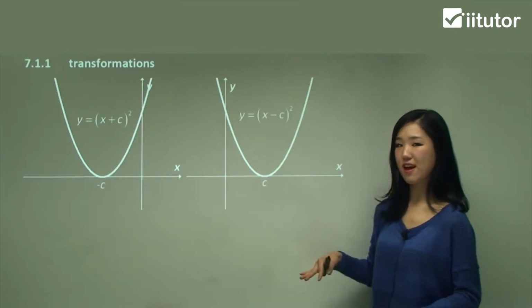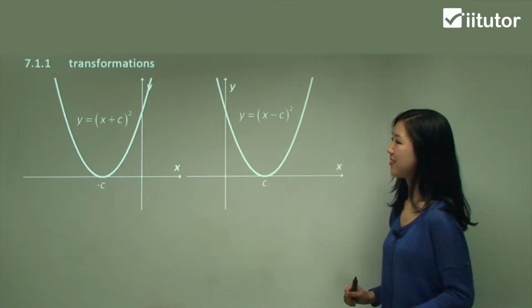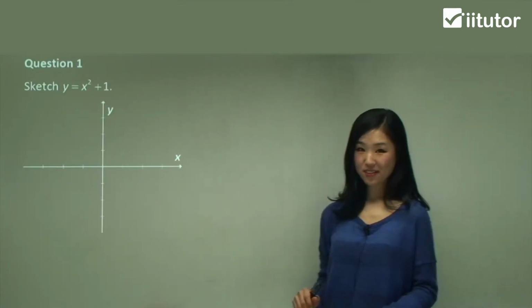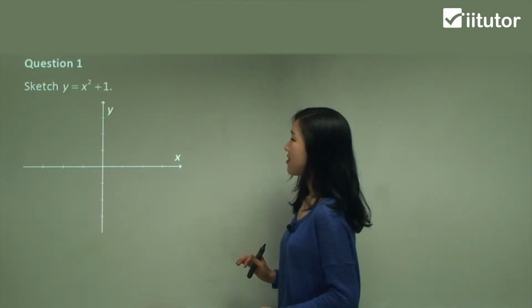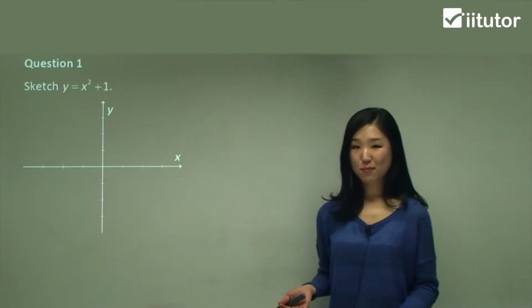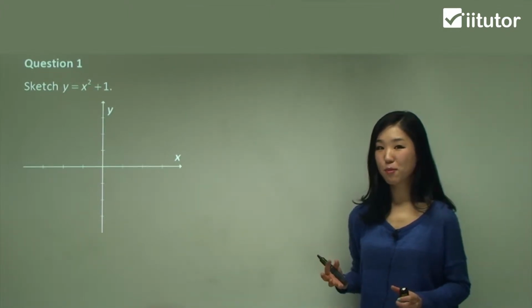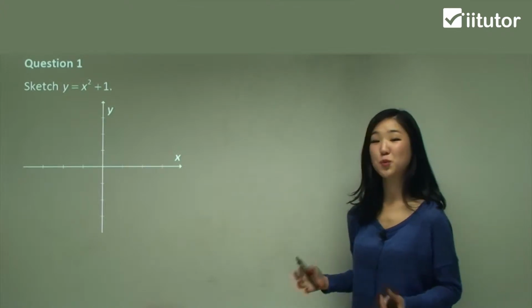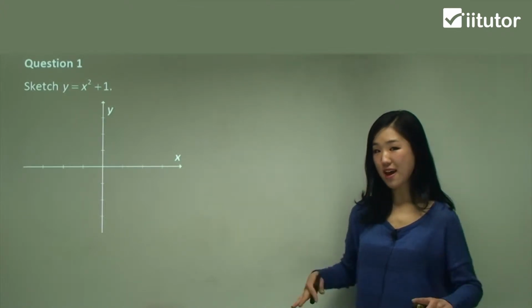Okay, lifting up and down as well. So let's try some questions, starting with question 1. This question says sketch y equals x squared plus 1. Hopefully most of you can tell me which way I'm going to be shifting: up, down, left or right.